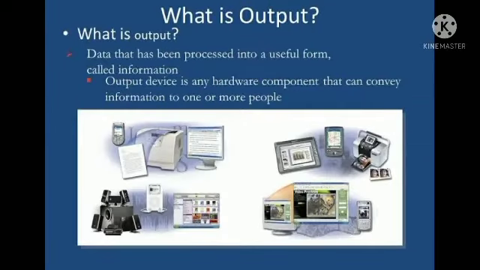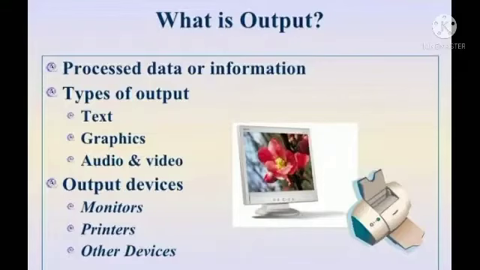Next is the output unit. The output unit helps in the display of the information. It is a hardware component that conveys the information to one or more people. Different output devices which are used are monitors, printers, and some other devices like projectors. All of them help to get the processed data. Some types of output are text, graphics, audio and video. These are the different types of output.